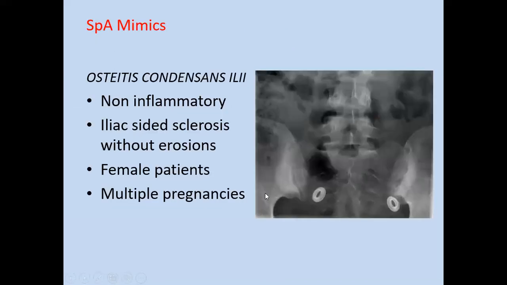The greatest mimicker of sacroiliitis is osteitis condensans ilii. So just be aware of this entity. This entity happens mainly in women with multiple pregnancies, and you see the sclerosis around the iliac side of the sacroiliac joints. This is not inflammatory.